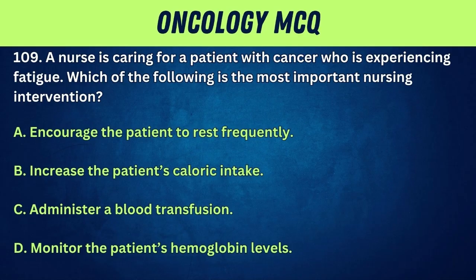109. A nurse is caring for a patient with cancer who is experiencing fatigue. Which of the following is the most important nursing intervention? A. Encourage the patient to rest frequently. B. Increase the patient's caloric intake. C. Administer a blood transfusion. D. Monitor the patient's hemoglobin levels.